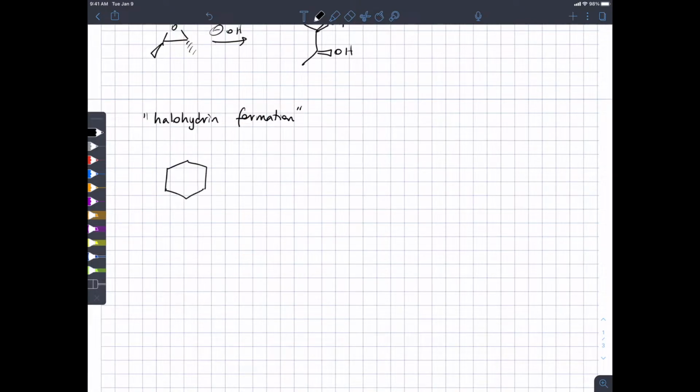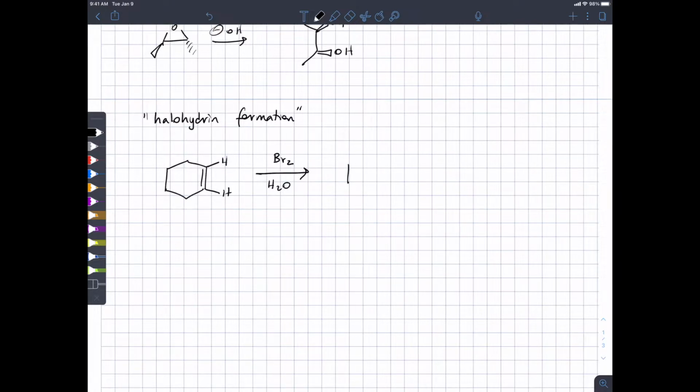We'll start with the same cyclohexene starting material, and we're going to do the reaction, but instead of doing the reaction with bromine in a solvent that can't be a nucleophile, let's do the reaction in a solvent that can. Let's use water as the solvent. This reaction also works for alcohols.